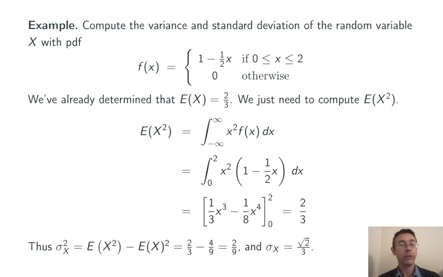And I can use this now in that formula. Variance is expected value of x squared minus expected value of x, squared, to plug in and get overall a variance of 2/9. Taking the square root of this, I get a standard deviation of the square root of 2 over 3.